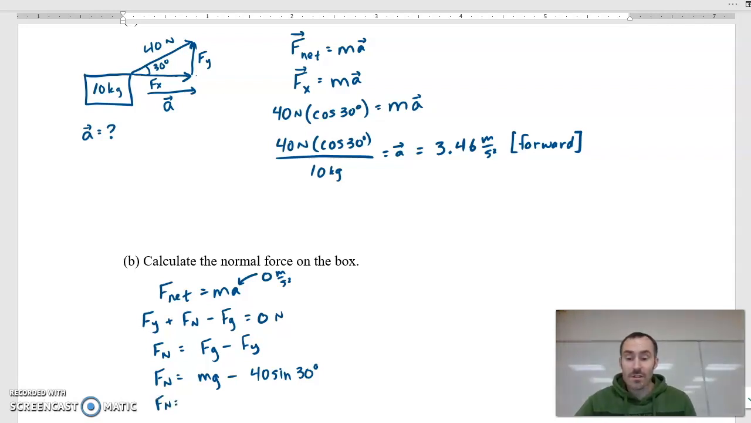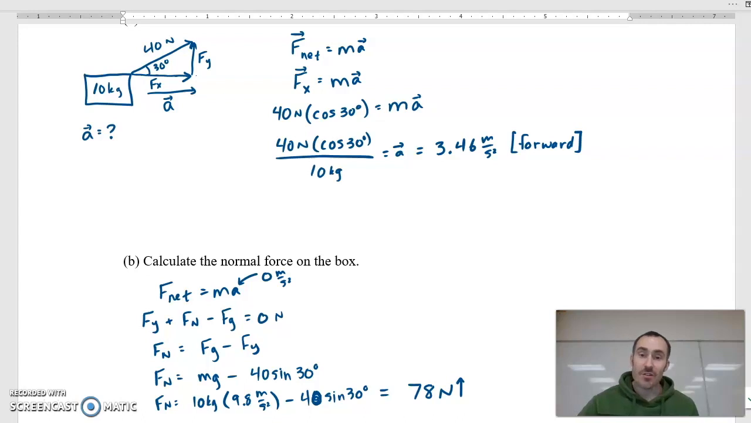So my normal force is equal to 10 kilograms times 9.8 meters per second squared, minus 40 times the sine of 30 degrees. And when I finish that calculation out, I get 78 newtons upward. That's the normal force that's required to counteract gravity.